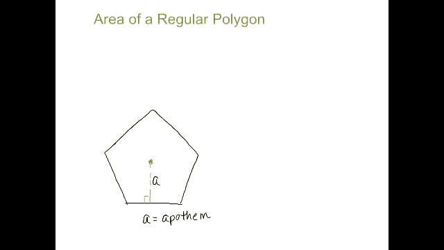Okay, so now we're going to take our pentagon and divide it up into chunks. What I have here is 5 triangles, and all these triangles are equal in size. They're all congruent triangles, and there are 5 of them because it is a pentagon, right? There are 5 sides, so therefore there are going to be 5 triangles.